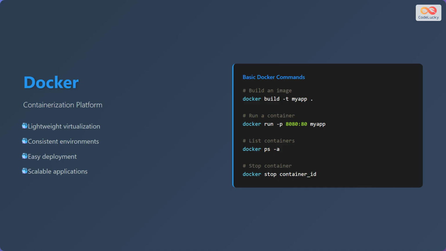Here are some basic Docker commands. To build an image, use docker build -t myapp. To run a container, use docker run -p 8080:80 myapp. To list containers, use docker ps. And to stop a container, use docker stop container_id.